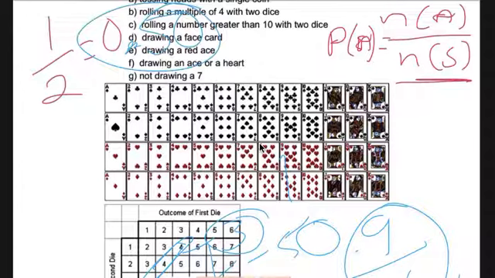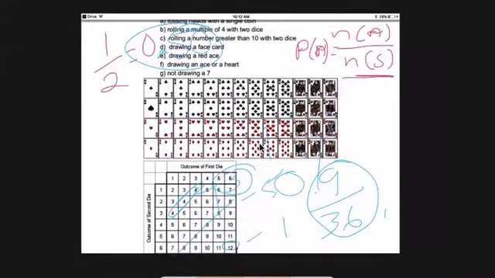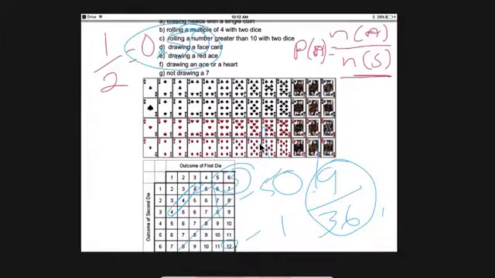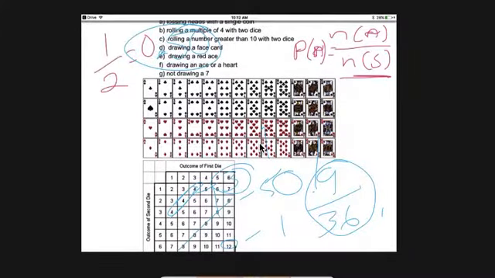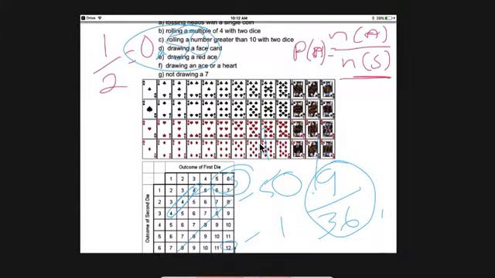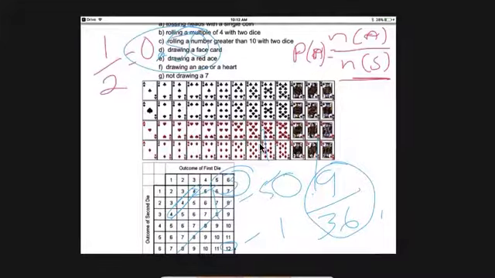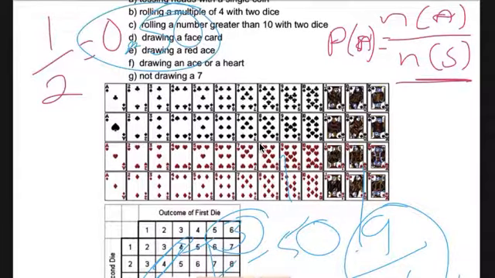Okay, rolling a number greater than 10 with 2 dice. So all these questions here, you really want to be careful with the wording. Greater than 10 doesn't include 10. So an 11 or a 12. You look at the table down below, you have an 11 two different ways, a 12 just the one way, sorry. So it's 3 over 36 is your fraction. So that's your answer there.